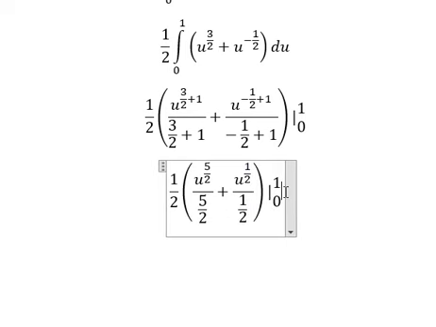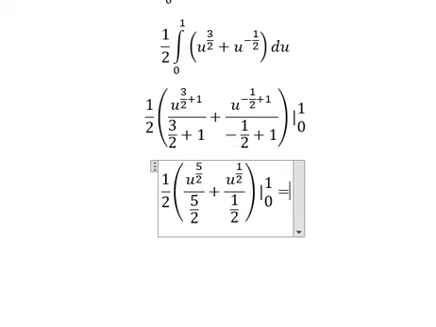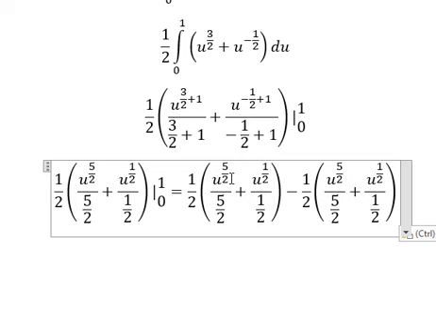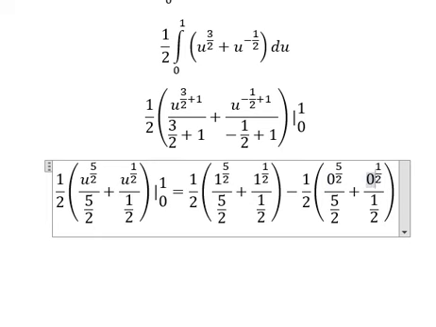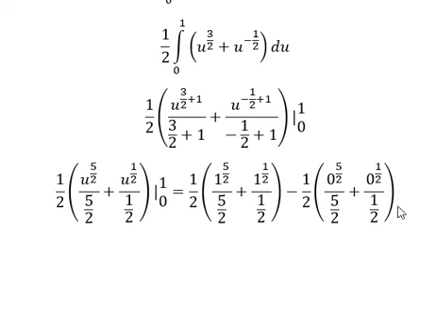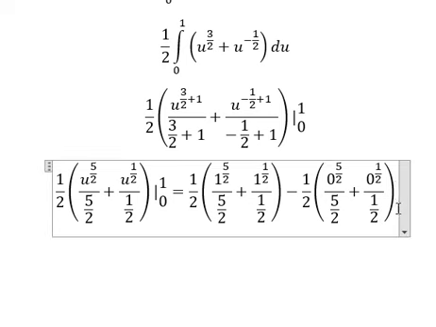And now we put number 1 and number 0 in here. So we calculate and we have 6 over number 5.